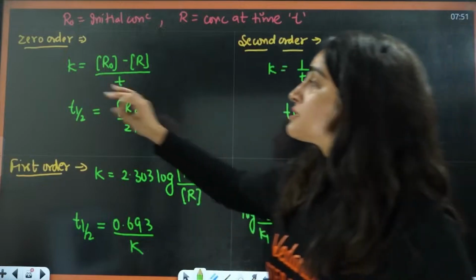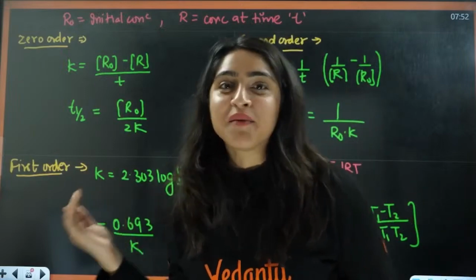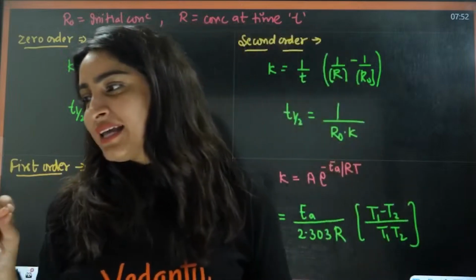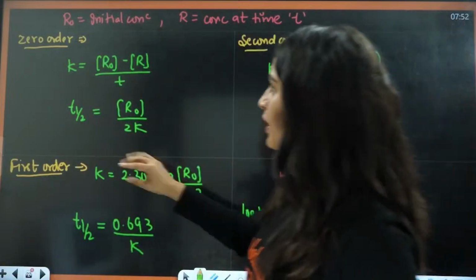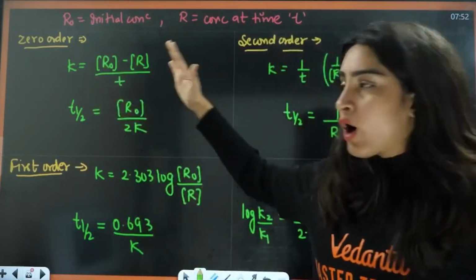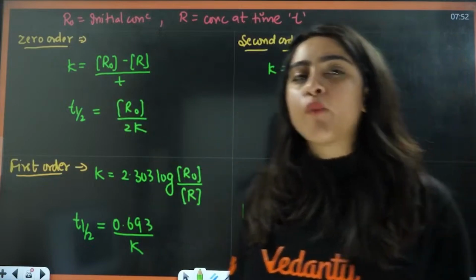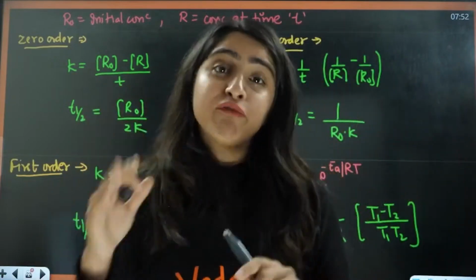Next we have zero order reaction. We are going to complete physical chemistry now. Okay, perfect. Now, zero order reaction: rate is equal to K. Now, zero order, first order, second order, the formulas of all these three, along with the half-life period.